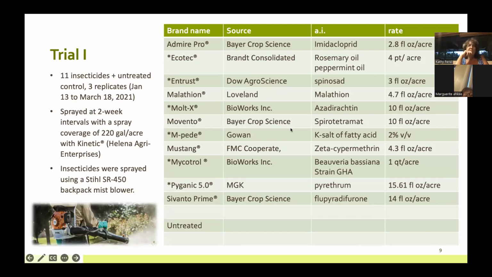And then basically, these are the 11 products that we selected. The asterisks next to the names represent organic products. And we had 1 restricted use product, which would be the Mustang. Everything else were conventional products not available for organic production. And we basically used the highest label rate allowed for avocado.